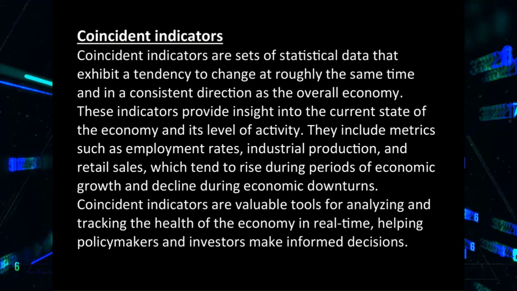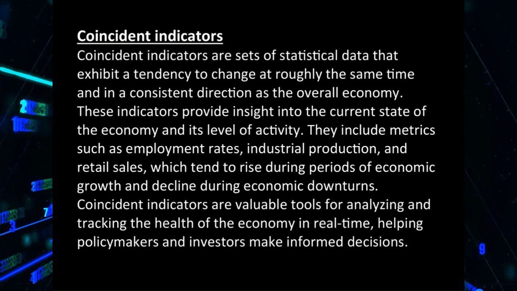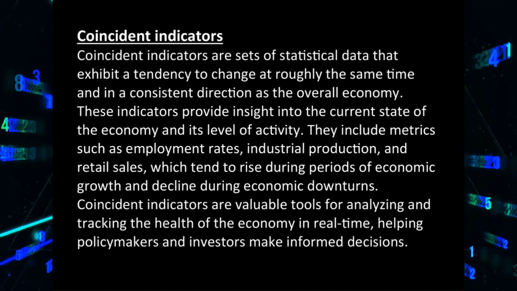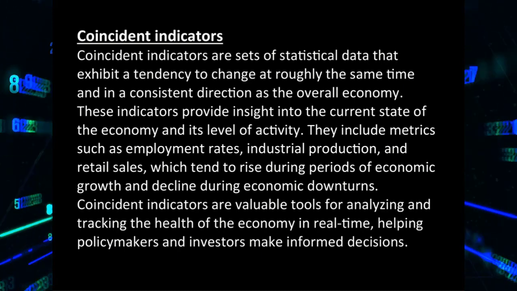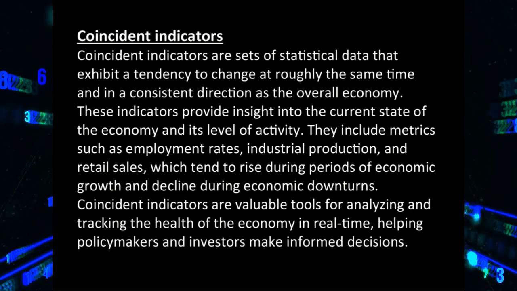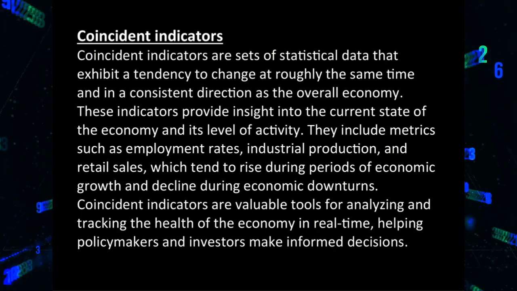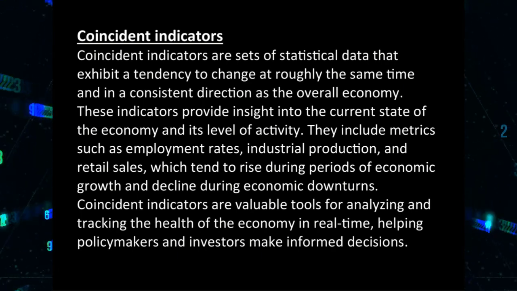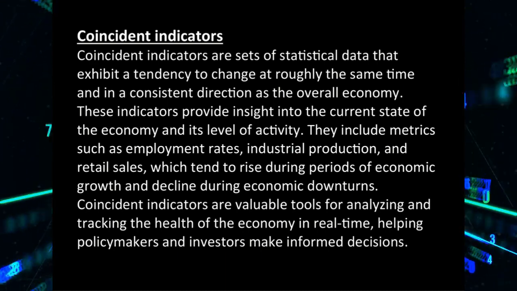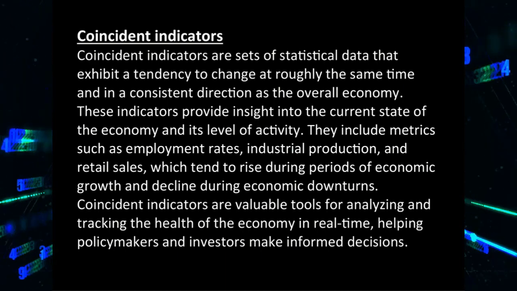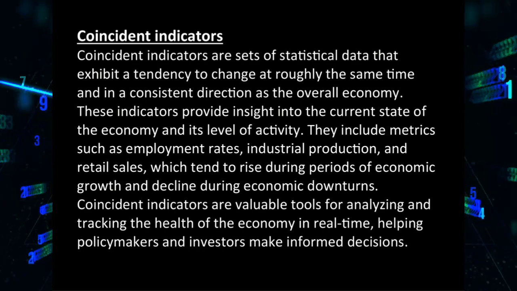They include metrics such as employment rates, industrial production, and retail sales, which tend to rise during periods of economic growth and decline during economic downturns. Coincident indicators are valuable tools for analyzing and tracking the health of the economy in real time, helping policymakers and investors make informed decisions.